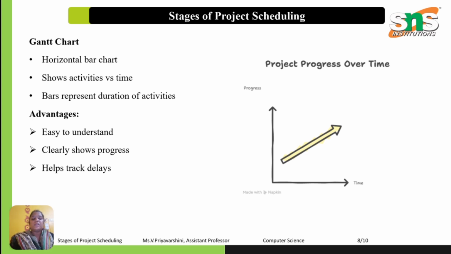Advantages of the Gantt chart: easy to understand, even non-technical people can understand it, right? Track the progress: completed tasks can be compared with the planned tasks. Delays: the manager can quickly identify the delayed activity. Real life example: consider organizing a college cultural event. Activities like venue booking, poster design, registration, event conduct can all be represented using the Gantt chart to monitor the progress.